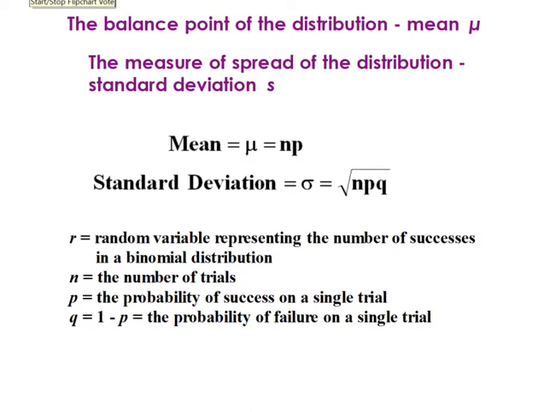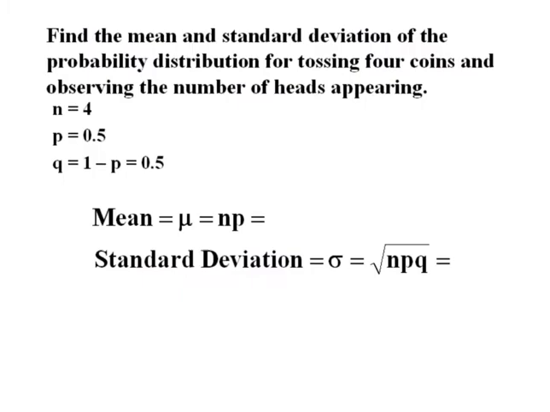Okay, the balancing point of the distribution, or the mean, the middle, has a little bit different, unique formula to it. It's now n times p for your mean. So n is the number of trials, and I've got what all of those mean on the slide here. Your standard deviation is going to be the square root of npq. So that in practice would be that concept.